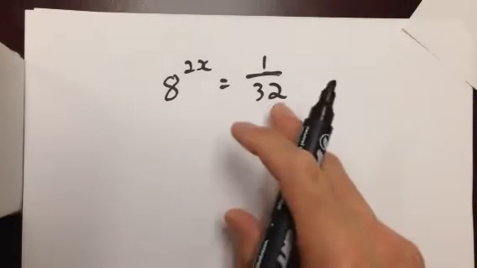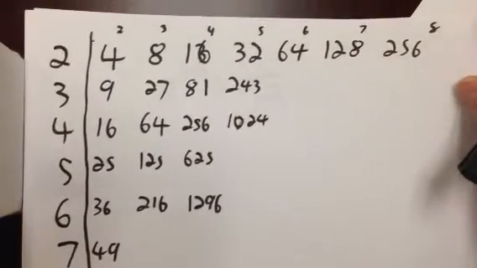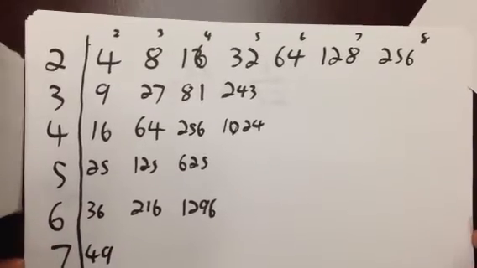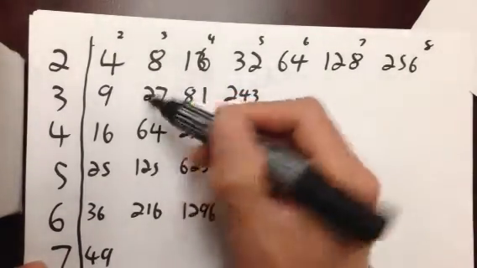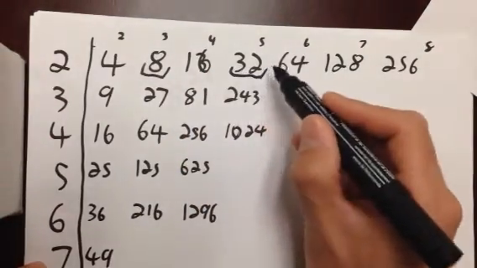I see an 8 and I see a 32. After you've worked with a lot of these, you're going to recognize which numbers go together and how. But until then, just have a look at this list. So we're going to look for the numbers 8 and 32. Can you see them? The 8 is here, and the 32 is here.